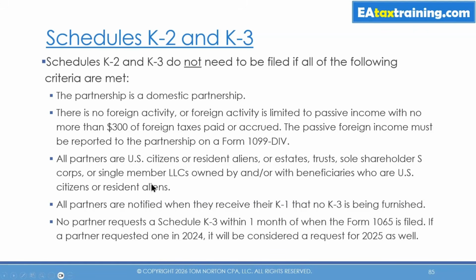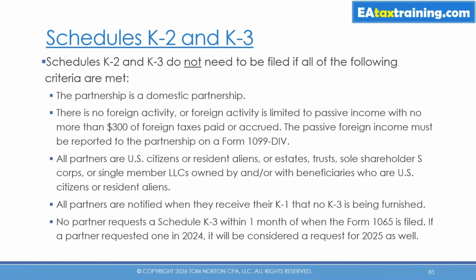The next criteria is that all partners are notified when they receive their K1 that no K3 is being furnished. So you have to give the partners a chance to speak up. So you have to tell them, hey, we're giving you a K1, but we're not giving you a K3. That way, if one of the partners says, oh, no, I need a K3, they can then go to the partnership and say, hey, I need a K3. Then the partnership has to go back and issue a K3 to everyone.